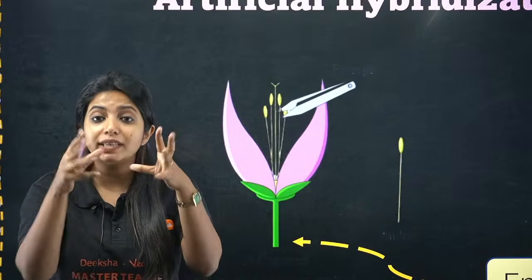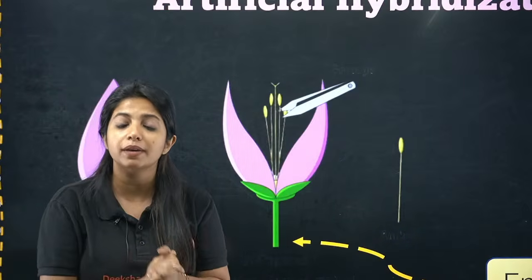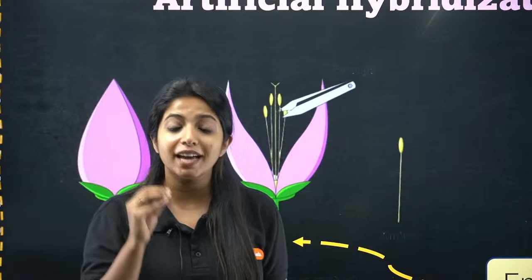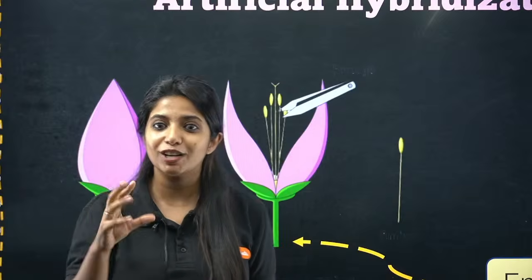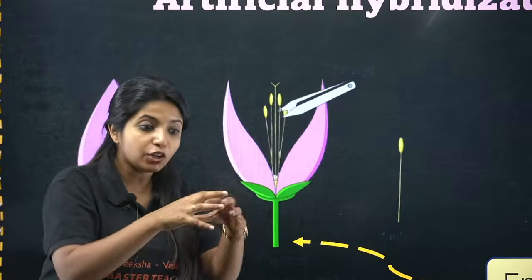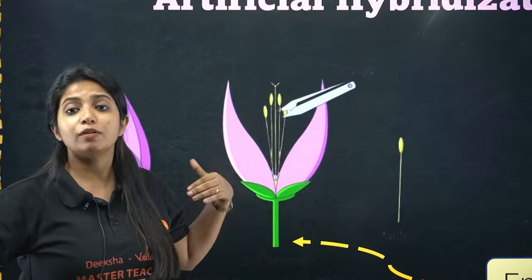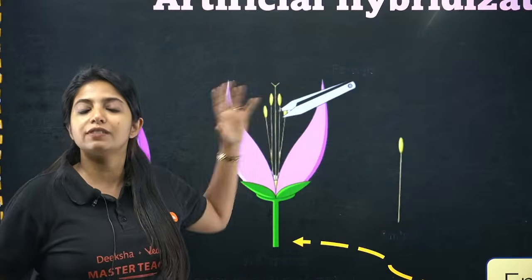That means we remove the anther from here, or basically we remove the stamen totally from here. What do you call this process? Emasculation. Emasculation means basically removing the masculine part, that is the male part, right over here. Why? Because you're worried that later on the pollen grains can land over here and can undergo self-pollination.